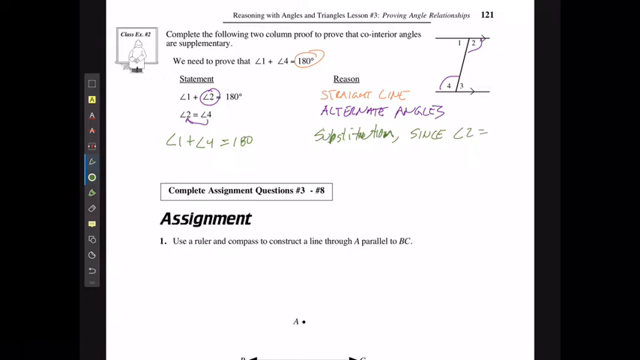Because angle 2 is equal to angle 4, so I can substitute that one in. And as soon as I have proven that statement, I'm done. So I can definitively say co-interior angles are supplementary.